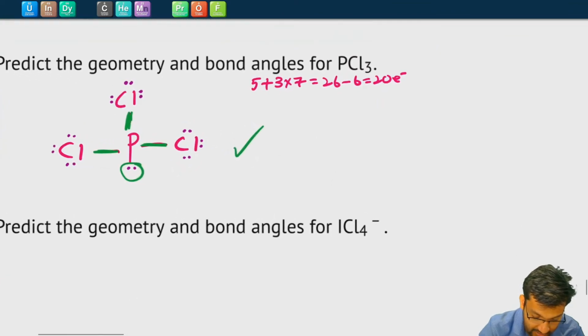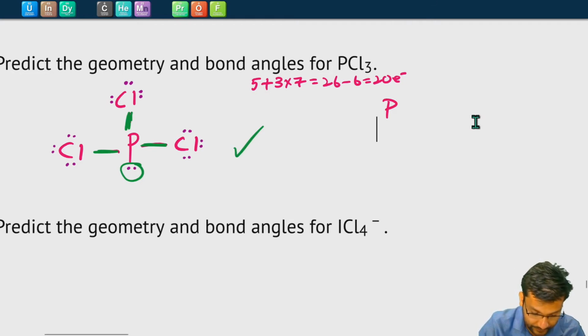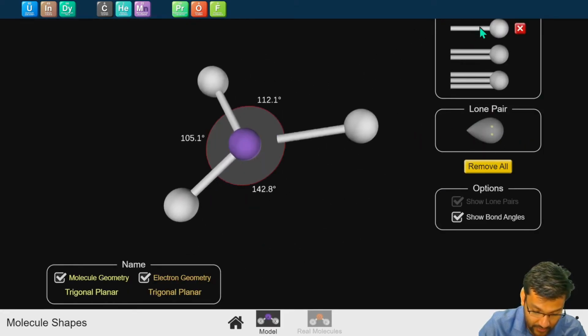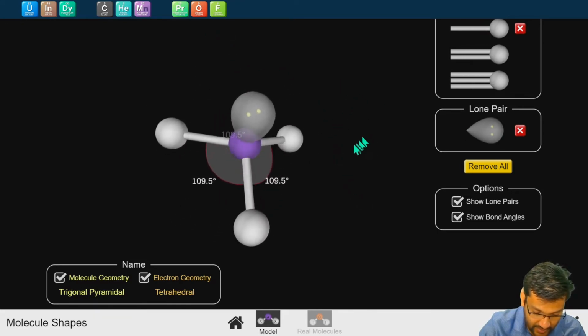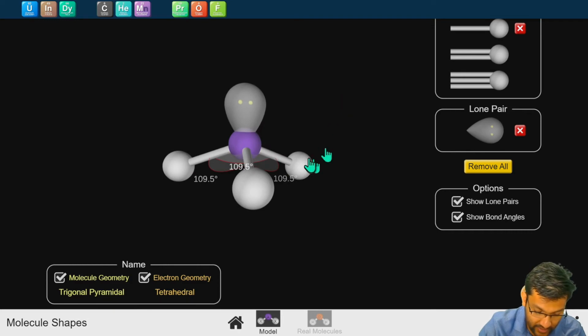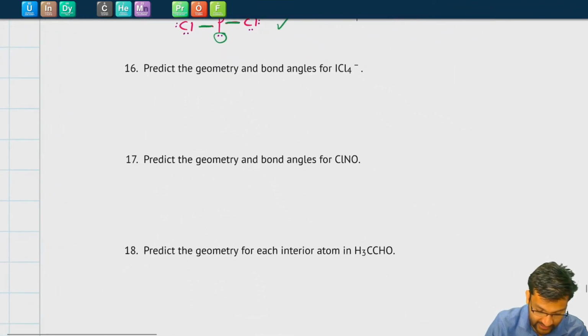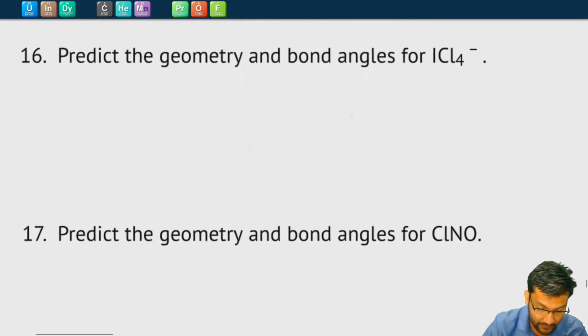If I were to draw this then properly, well, actually I don't have to draw it because I can show you exactly what this would look like. Let's remove all of this. It has 3 bonding groups and a lone pair. So in this case, imagine the purple atom as being phosphorus, the white atoms as being chlorine. This is what that molecule looks like. All right. If you haven't tried 16, 17, and 18, please do so now, and then you can unpause and I'll go over it with you.